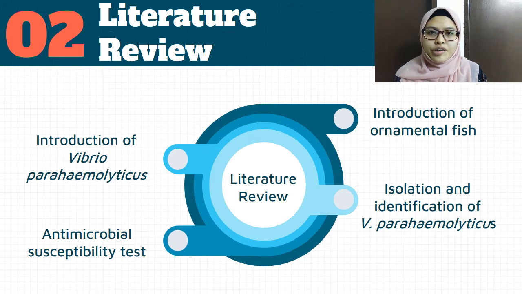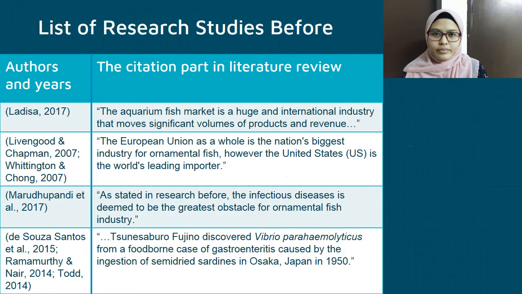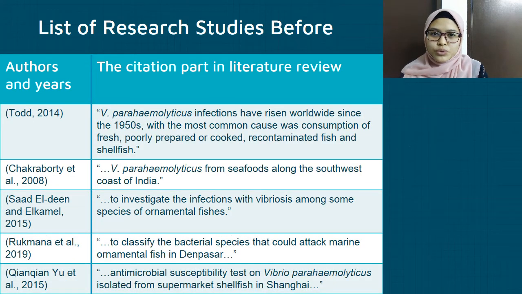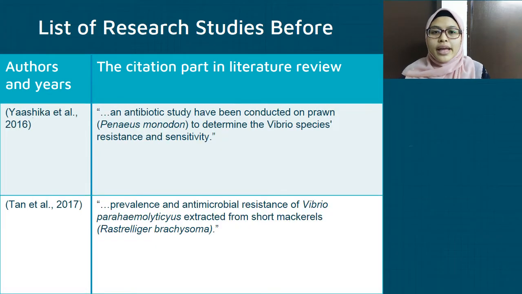Number 2, literature review. There are 4 literature reviews in this study. First, the introduction of ornamental fish. Second, the introduction of Vibrio parahaemolyticus. Third, the isolation and identification of Vibrio parahaemolyticus. And lastly, the antimicrobial susceptibility test. For this slide, it shows the list of research studies before. Part 1, Part 2, and Part 3.